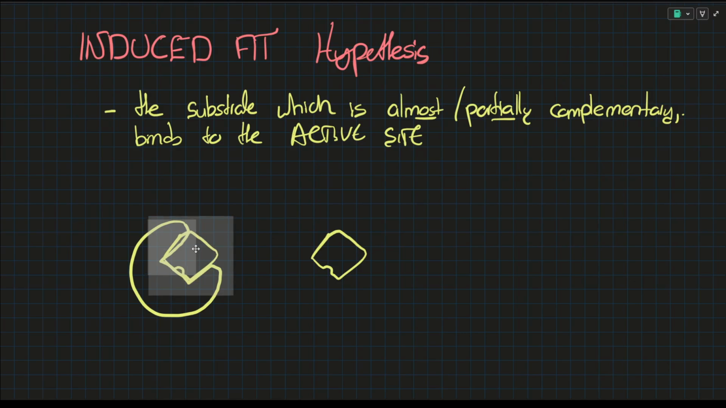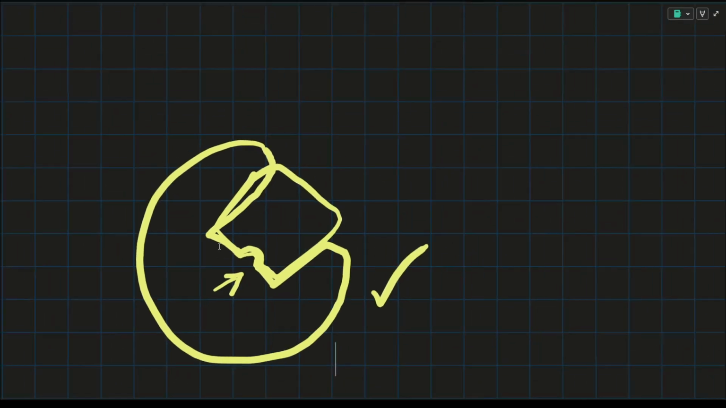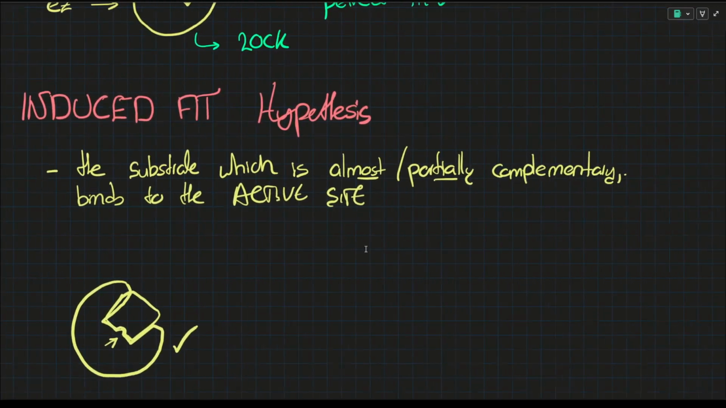Now what's going to happen is the enzyme will adjust itself a little bit to perfectly fit this substrate. So if I get my eraser and reduce the size of it, this active site will change itself a little bit and inducedly fit the substrate. Now it's a perfect fit.